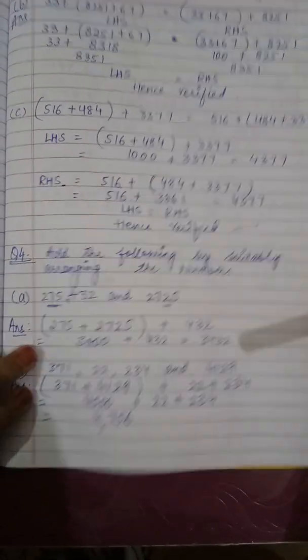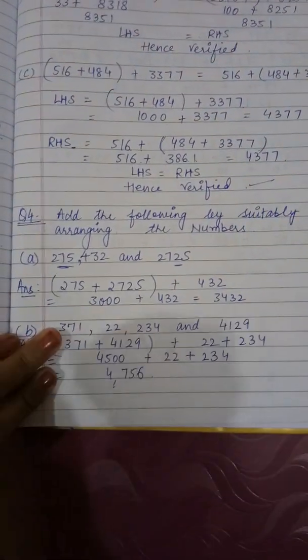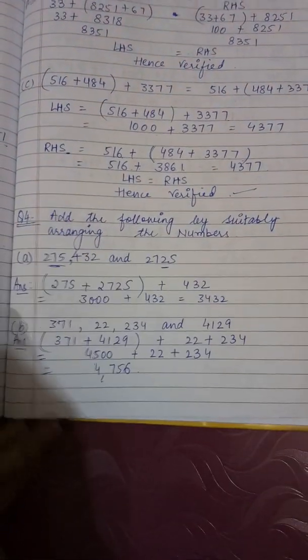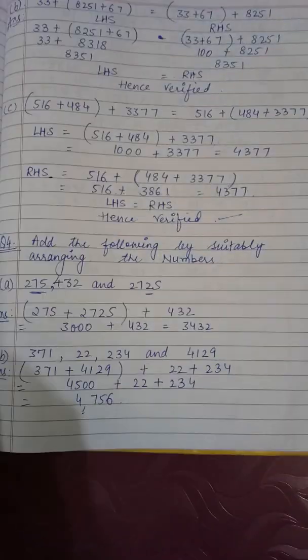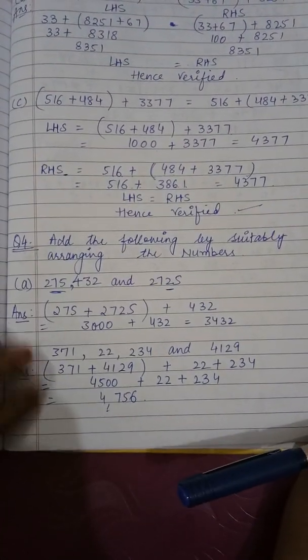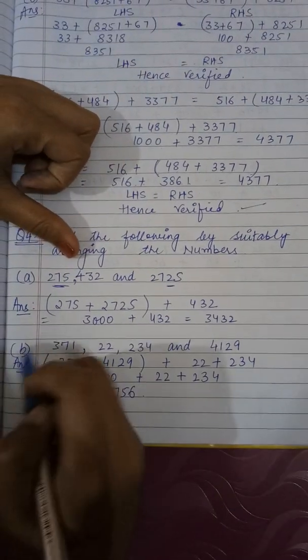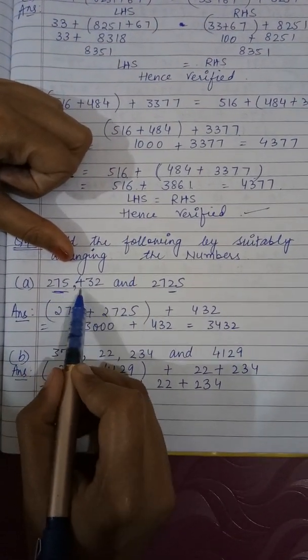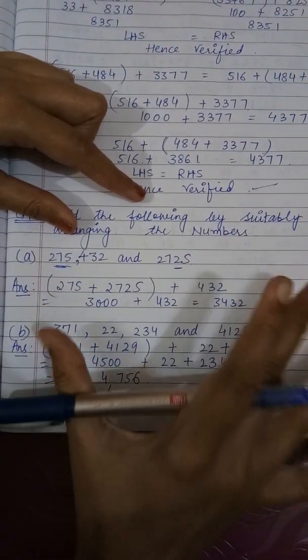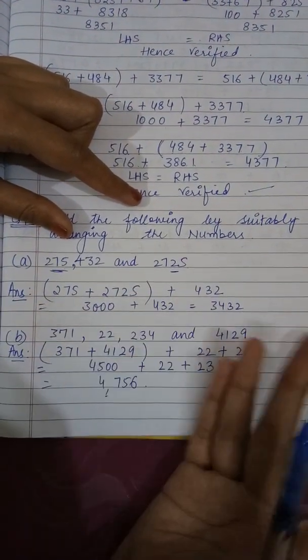Now let's move to question number 4. Now in this you have to arrange by suitably arranging the numbers. Now this question is based on example number 2, right? It will be easy for you after the explanation of the examples. Now let's move to this. 275, 432 and 2725. Now you have to add these numbers in such a way that your calculation becomes easy.